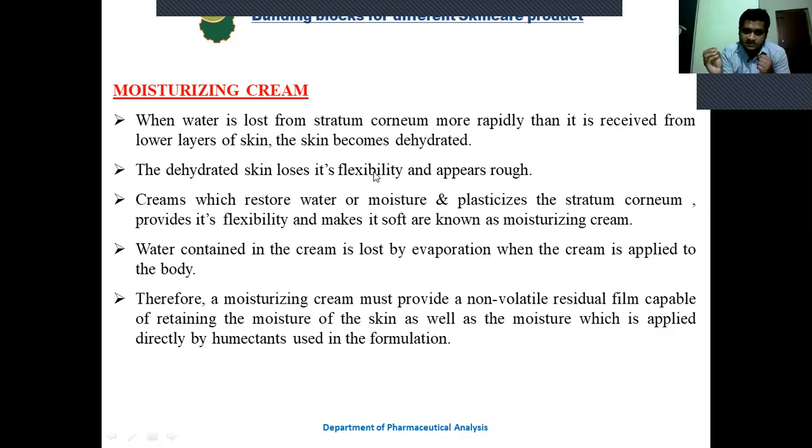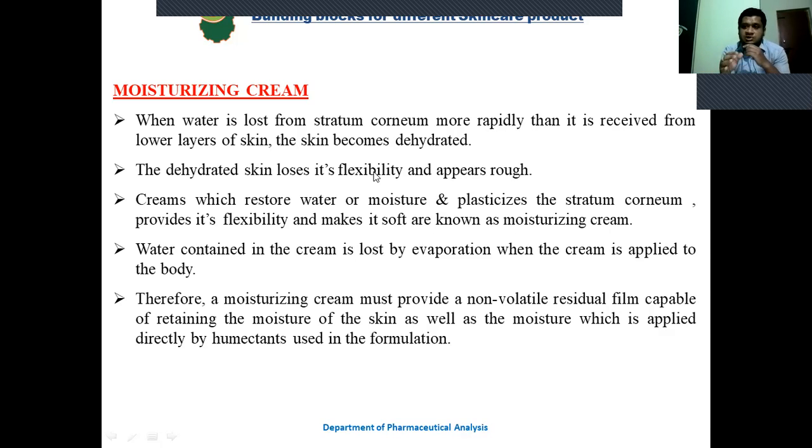Okay, now whatever water is present in the stratum corneum has to pass that oily layer. But oil and water, we know that they repel each other. The water present in the stratum corneum is unable to pass that particular oily layer. That's why it will be retained in the stratum corneum only.